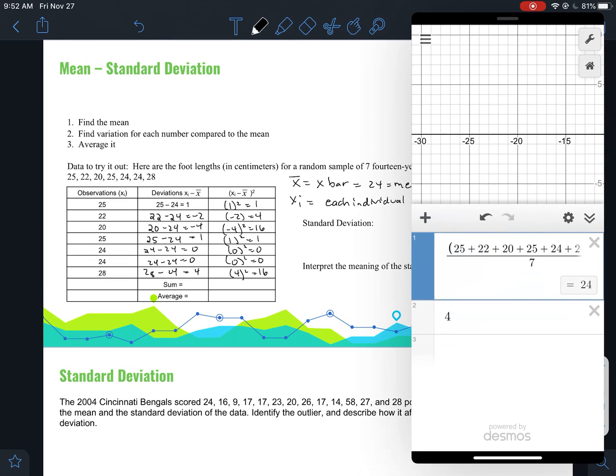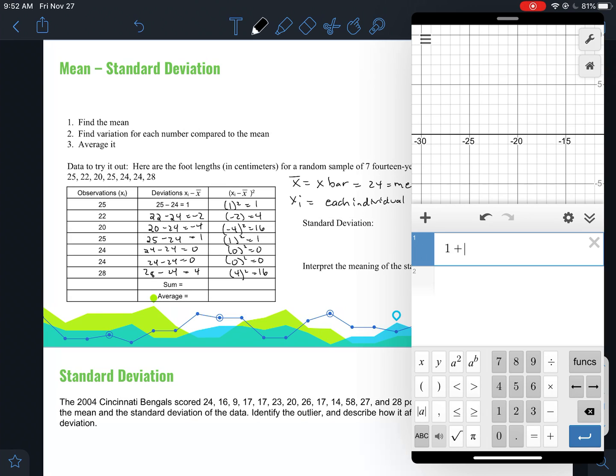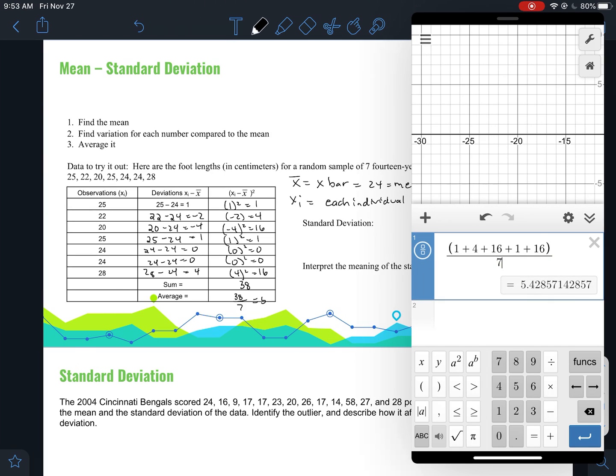And now we're going to add all of those together. 1 plus 4 plus 16 plus 1 plus 0 plus 0 plus 16. So the sum of all of those is going to be 38. And then we are going to average them. So 38 divided by 7, and we get 5.42857.